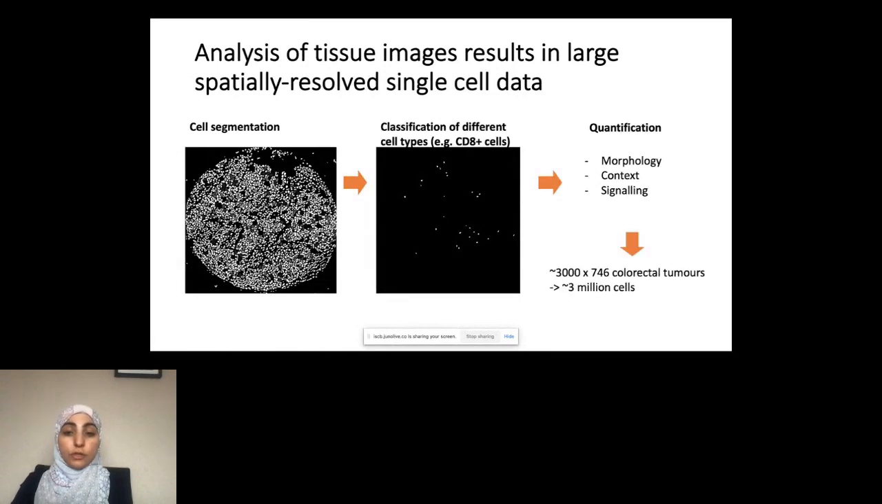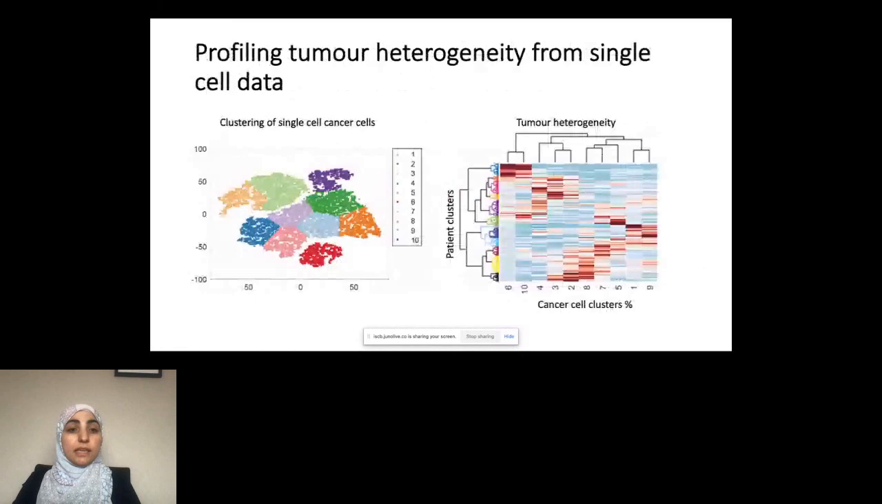In the particular data set I'm talking about today, we have around 3,000 cells per tumor, and for 746 colorectal tumors, this resulted in around 3 million cells. So this is a huge amount of single cell data that we need to use to understand patient phenotypes. One way to study that is first to identify the phenotype of single cells. Using clustering, and here the single cells are projected using t-SNE, we can identify the different signatures we have in the data set.